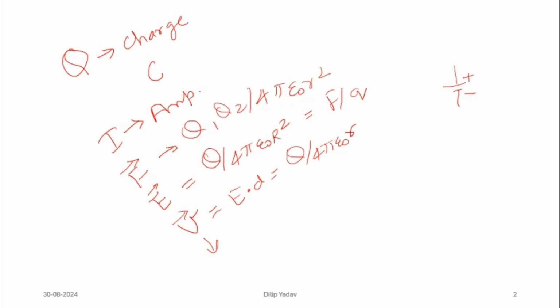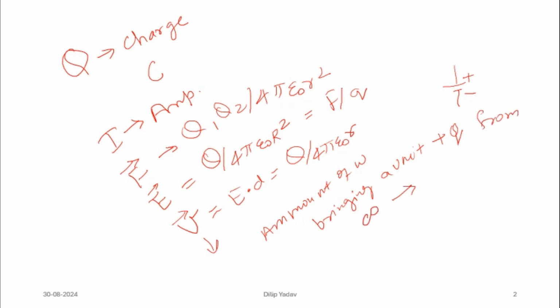So V is the potential, that was defined as E dot D, that was Q upon 4 pi epsilon naught R, and the definition for that was the amount of work done in bringing a unit positive charge from infinity to that point, which was called potential. In the next slides we will see what the potential really is.